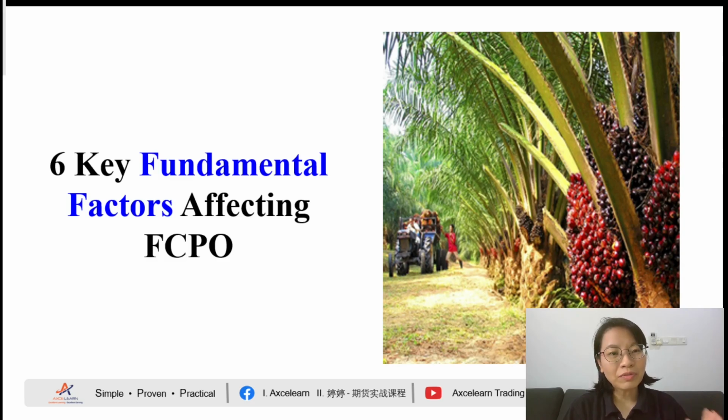But at the end of the session, we will also let you know, in terms of fundamental analysis and technical analysis, can we start with fundamental or should we start with technical analysis, and what are their reasons? So let's start with our topic for today, the 6 key fundamental factors affecting FCPO.